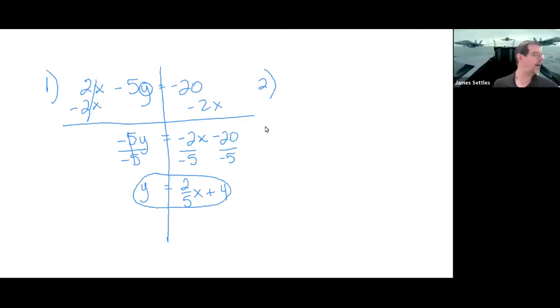So, all right. So question number 2, we got 3x minus 4y is equal to 16. All right, so on this right here, we're going to draw our line. And once again, the instructions say to get y by itself.